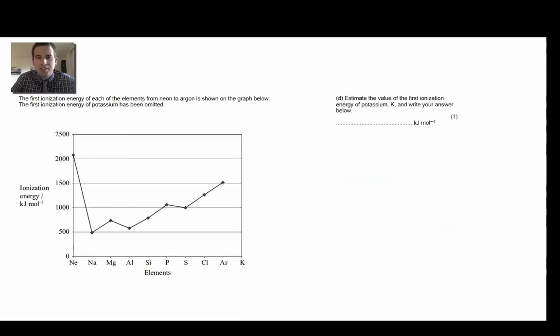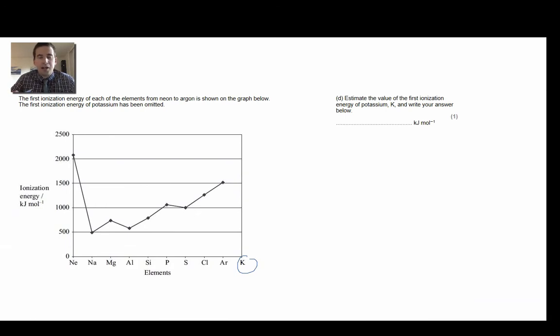And last but not least, estimate the value of the first ionization energy of potassium. Write your answer below. So you can see here that potassium doesn't have a value for the first ionization energy because they want you to estimate it. So only 1 mark. Now, what do you have to consider?